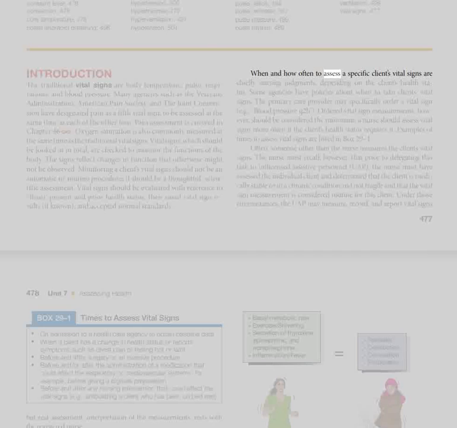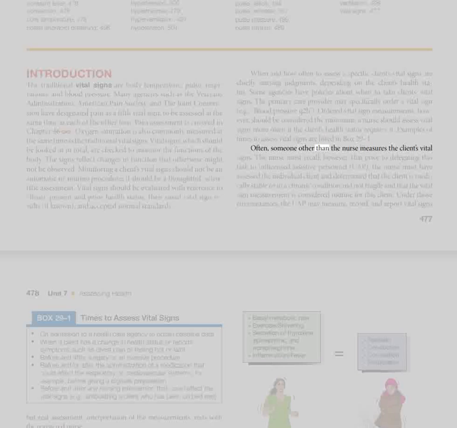When and how often to assess a specific client's vital signs are chiefly nursing judgments, depending on the client's health status. Some agencies have policies about when to take clients' vital signs. The primary care provider may specifically order a vital sign, for example, blood pressure Q2H. Ordered vital sign measurements, however, should be considered the minimum. A nurse should assess vital signs more often if the client's health status requires it. Examples of times to assess vital signs are listed in Box 29-1.